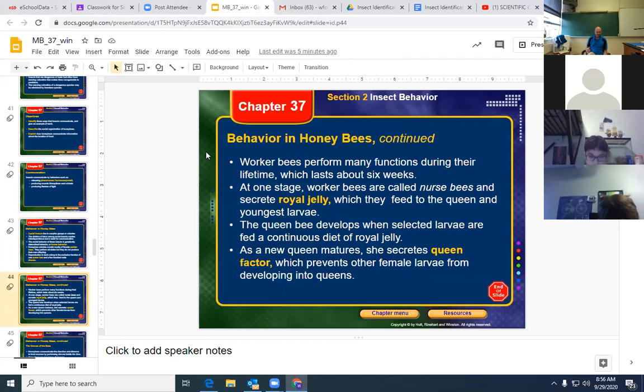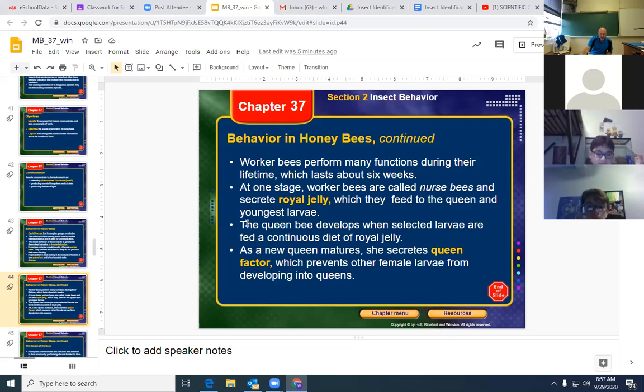Now this is amazing. I used to do a big unit on bees, but you see how it takes so long anyway to get through this stuff. But bees are amazing. The worker bees perform many functions during their lifetime, which lasts about 6 weeks. That's it. It says at one stage, worker bees are called nurse bees. They work in the hive and they secrete royal jelly, which they feed to the queen. They also give it to some of the youngest larvae. And they're doing that because if the queen dies, they can literally turn a baby into a new queen.